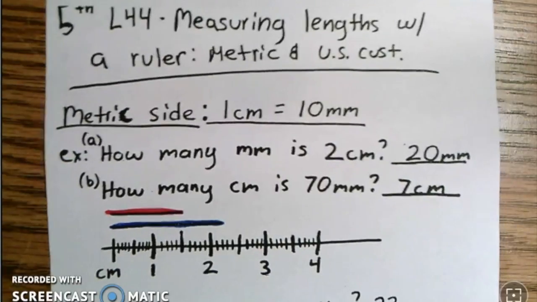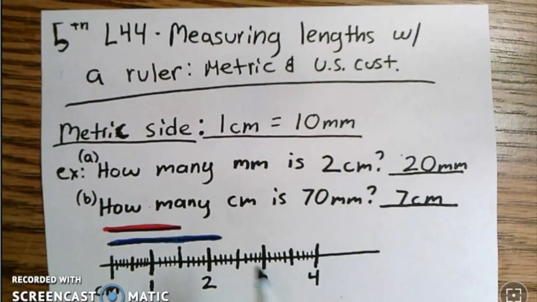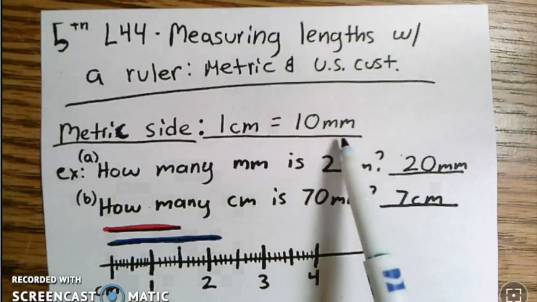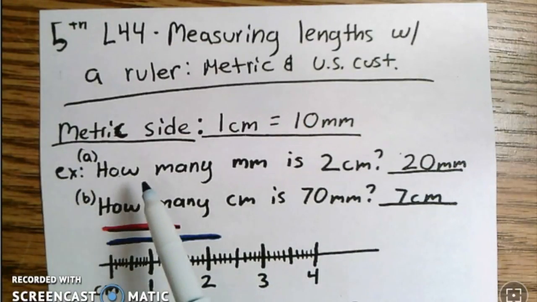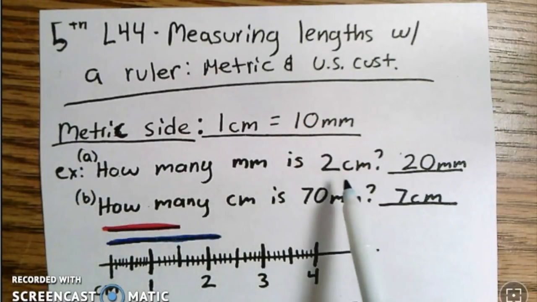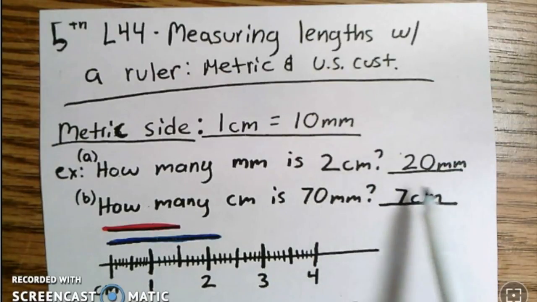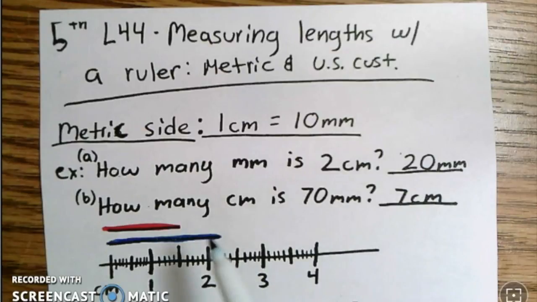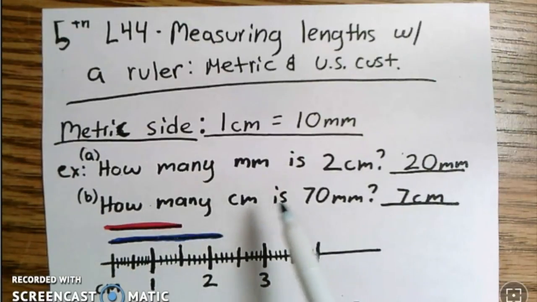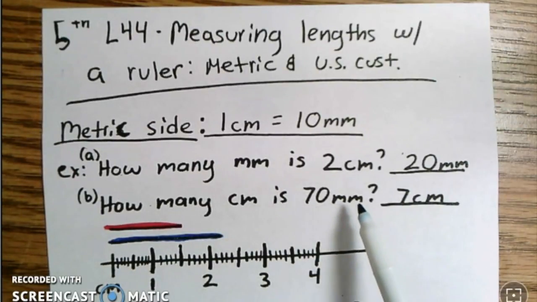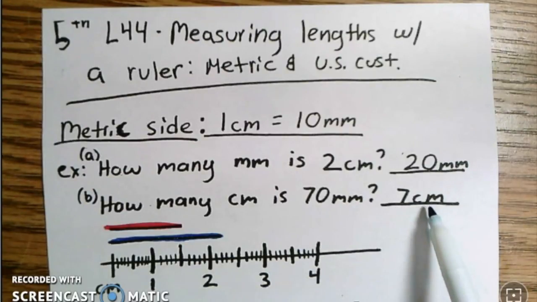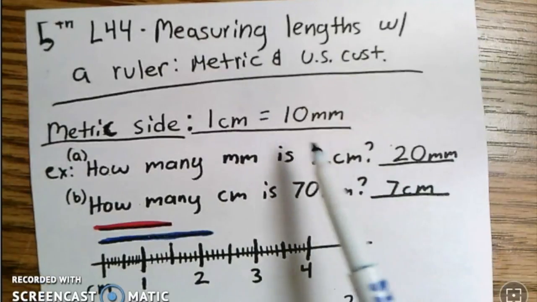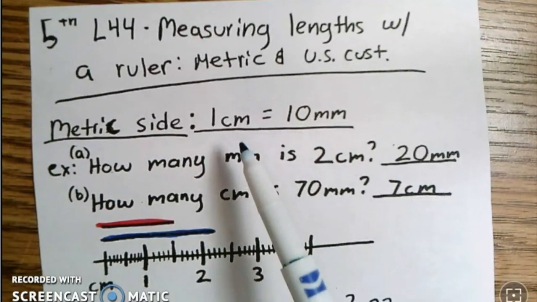All right, let's jump into some examples. On the metric side of your ruler, 1 centimeter equals 10 millimeters. So if an example asks how many millimeters is 2 centimeters, I'm just going to multiply by 10 and get 20 millimeters. If the question asks how many centimeters is 70 millimeters, I'm going to divide by 10 and get 7 centimeters, because there are 10 millimeters in 1 centimeter.